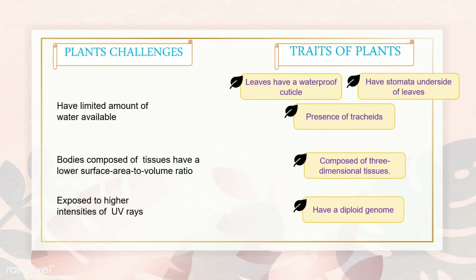So, here is a summary of what we will learn. These are the challenges plants face when they grow on land and the traits of plants that enable them to live on land. First, plants living on land have a limited amount of water available. Their bodies composed of tissue have a lower surface area to volume ratio, and they are also exposed to higher intensities of UV rays. The traits of plants are: leaves have a waterproof cuticle and have stomata on the underside of the leaf, and there is also the presence of tracheids. They are also composed of three-dimensional tissues and have a diploid genome. Okay, let's take a look in more detail at how the traits function in terrestrial plants.